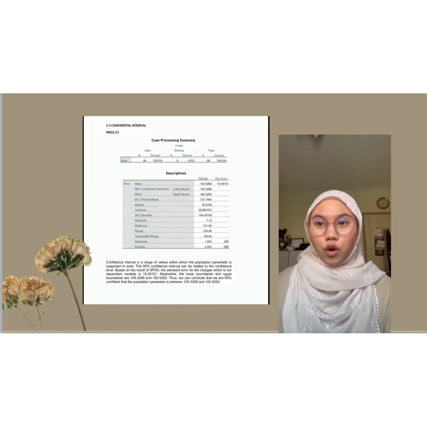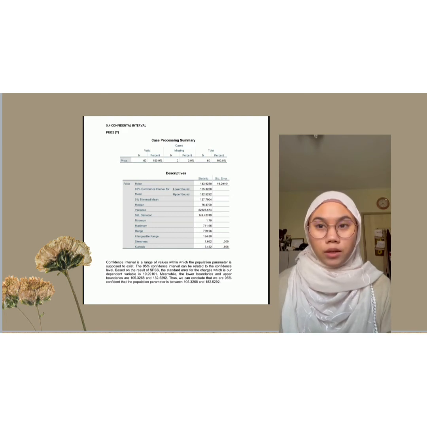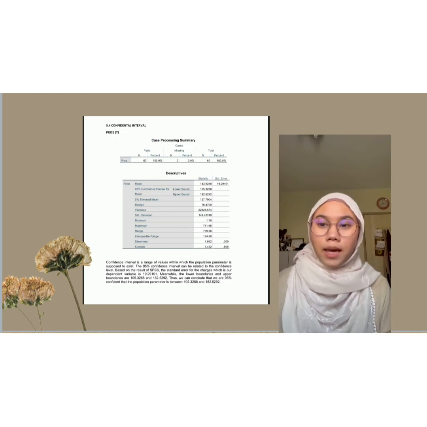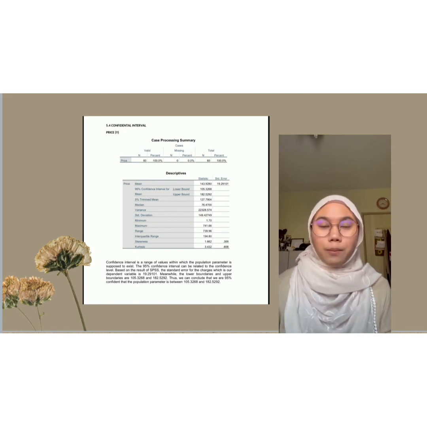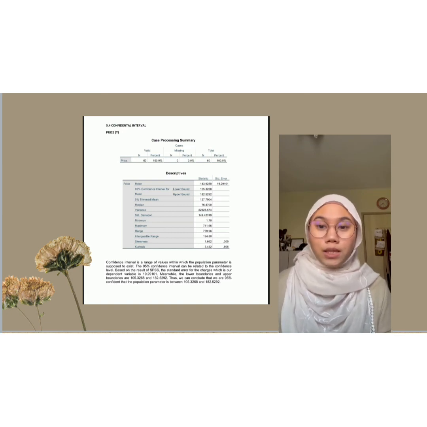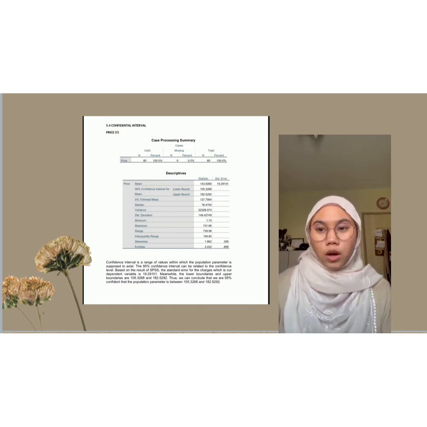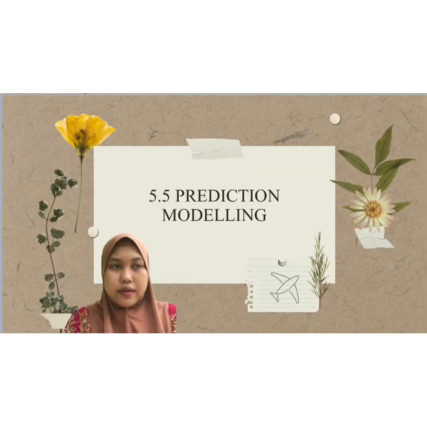And for 5.4, there will be a case processing summary and descriptives. A confidence interval is a range of values within which the population parameter is supposed to exist. The 95% confidence interval can be related to the confidence level. Based on the result of SPSS, the standard error for the charge, which is our dependent variable, is 19.29101. Meanwhile, the lower and upper boundaries are 105.3268 and 182.5292. Thus, we can conclude that we are 95% confident that the population parameter is between 105.3268 and 182.5292.